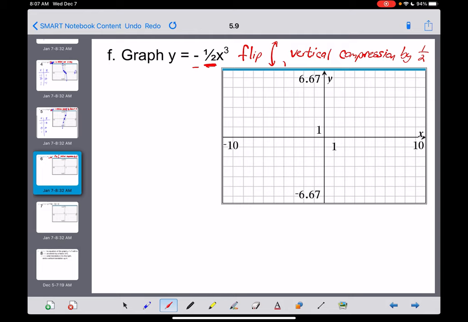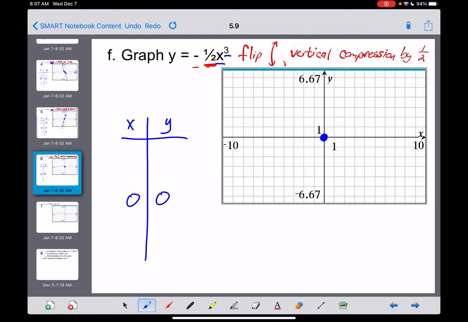But again, there's no horizontal and no vertical movement right here, so I think that my normal starting point at the origin is still going to be my starting point. But let me double check that just to make sure. When I put in a 0, we take a 0 cubed, which is 0. We multiply that by -1/2, and we still get 0.